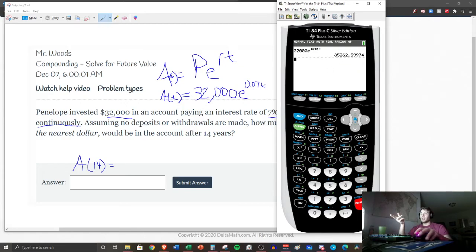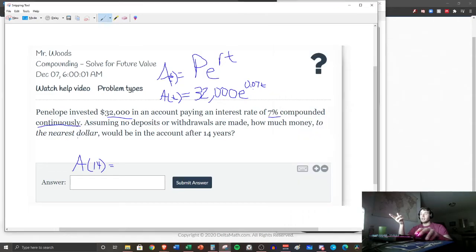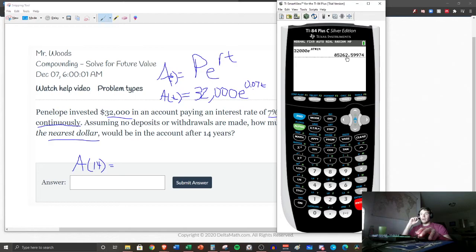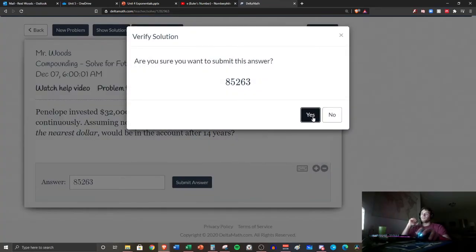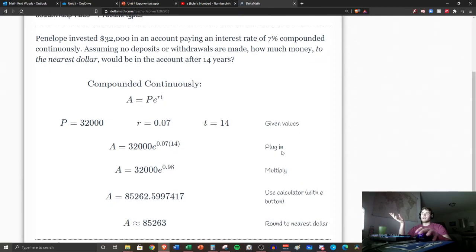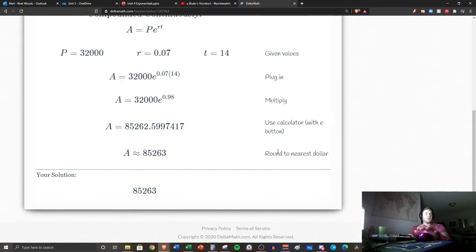Actually, it wants the nearest dollar, the whole dollar here. That's what it says, nearest dollar. So we're going to do 85,263 is what we want. 85,263. Submit. And we've got it. Okay, so that's really what you're going to be doing on these problems.